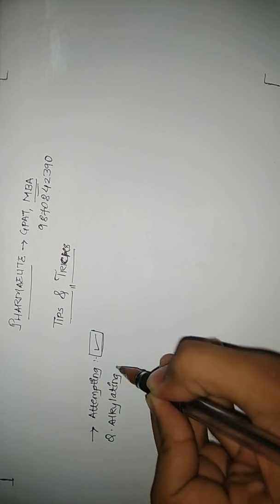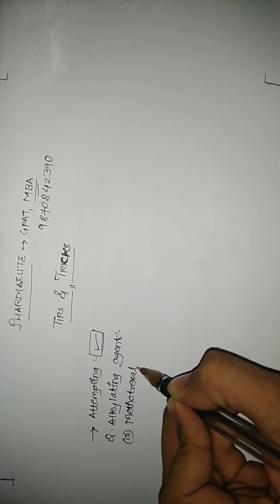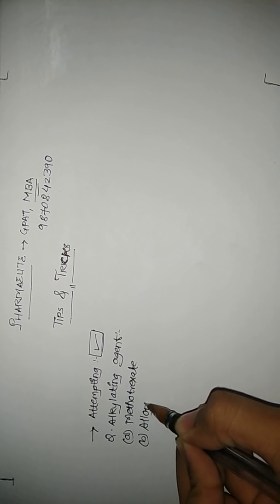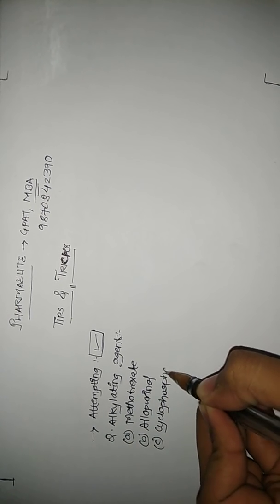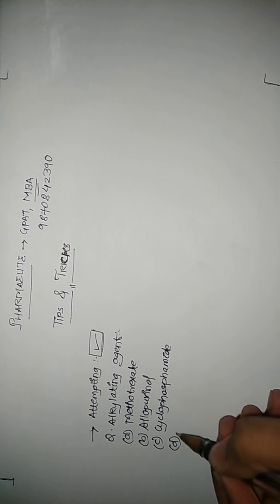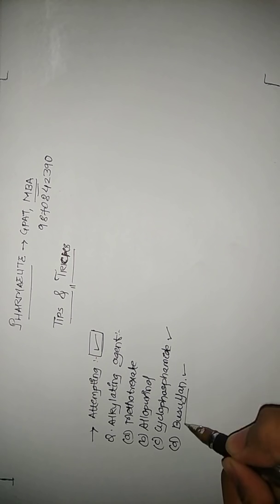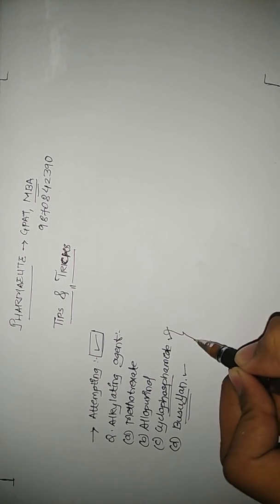You can have a simple question like, which of the following is an alkylating agent? The options may be methotrexate, allopurinol, cyclophosphamide, and busulfan. If I attempt this question, I would straight away go for cyclophosphamide. But on the other side, I also recollected that even busulfan is an alkylating agent. So the question comes, which among these two is more preferable? Obviously, there is no option named E which says both C and D.